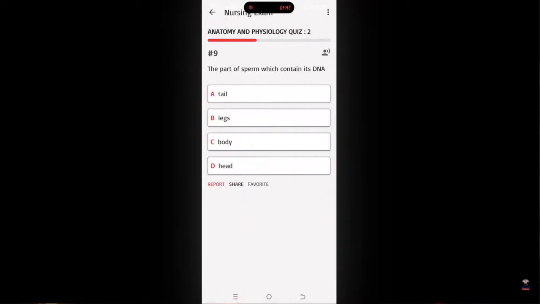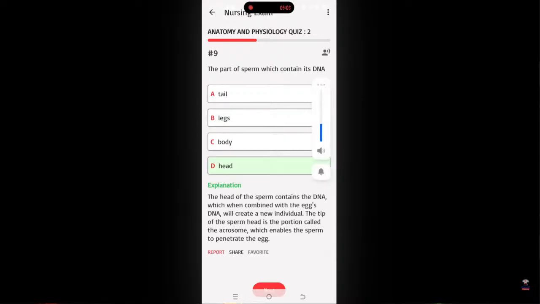The part of sperm which contains its DNA. A. Tail, B. Legs, C. Body, D. Head. Correct answer. The head of the sperm contains the DNA, which when combined with the egg's DNA, will create a new individual. The tip of the sperm head is the portion called the acrosome, which enables the sperm to penetrate the egg.